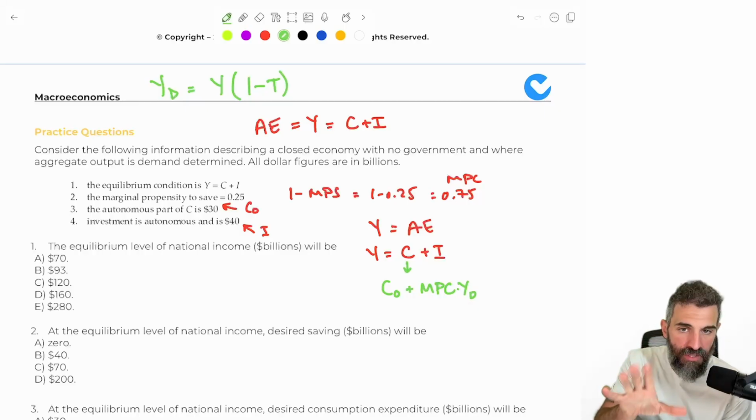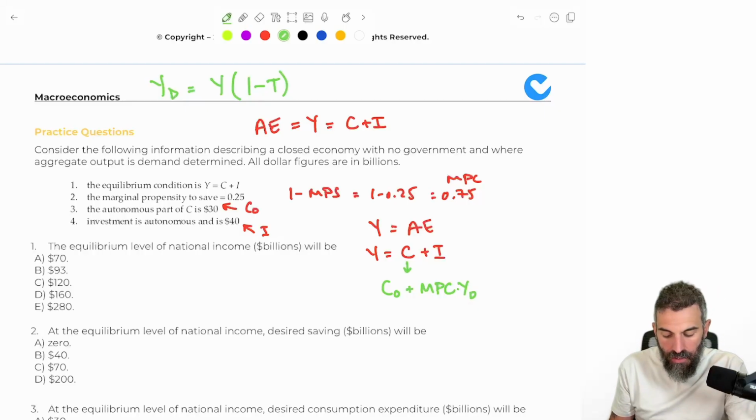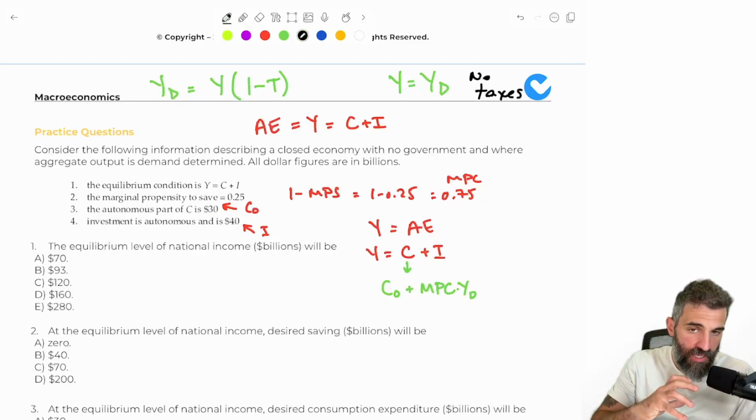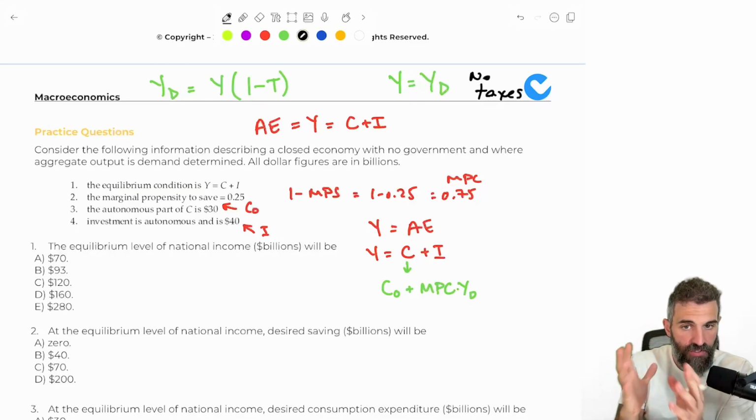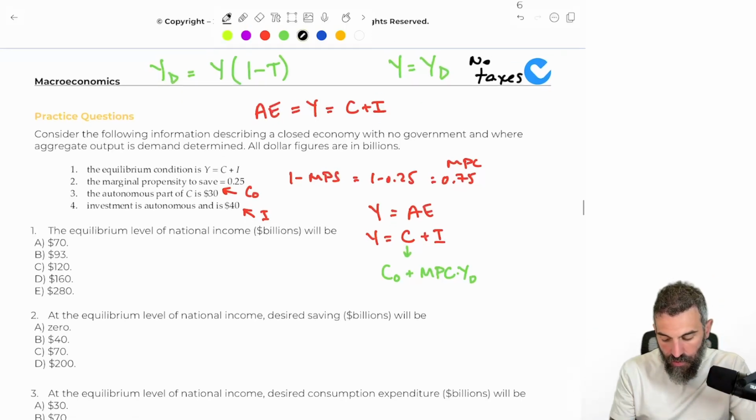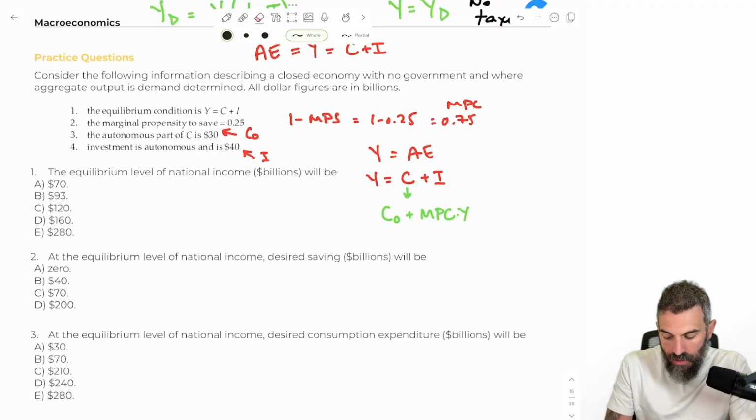Why it doesn't matter in this question is because there's no government. When there are no taxes, you can say that Y and YD are the same, but only when there are no taxes. In the chapter where we reintroduce the government, I'm going to explain how this starts to really matter and where you need to worry. For now, when you're using the simplest macro model, Y and YD are all the same. So we're just going to put Y here. And then I is just I.